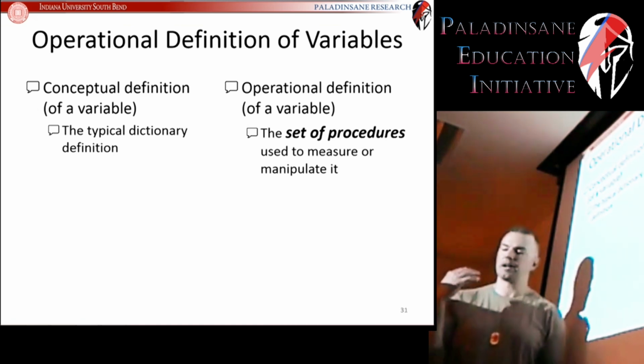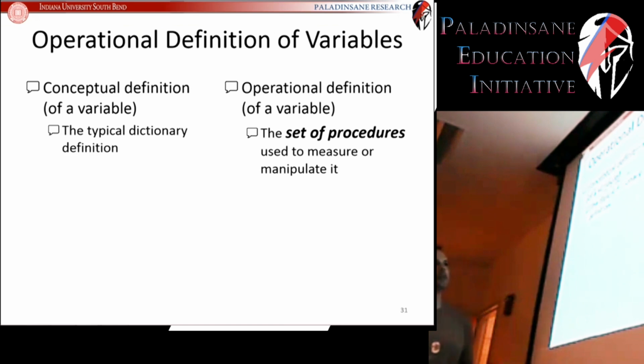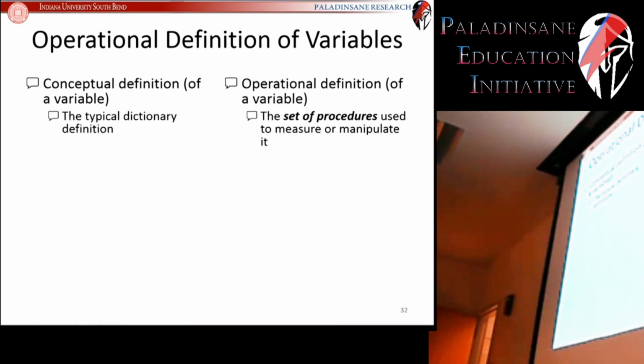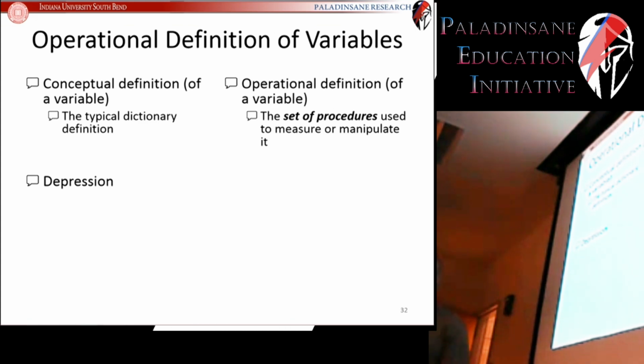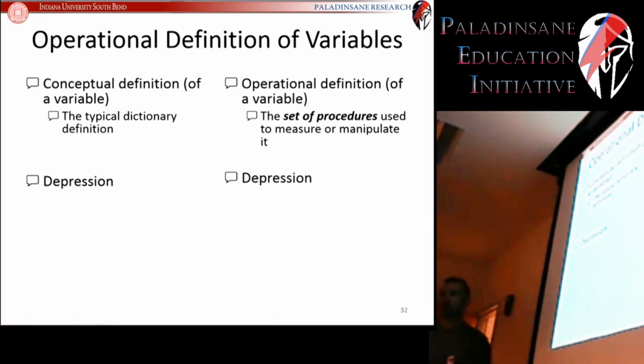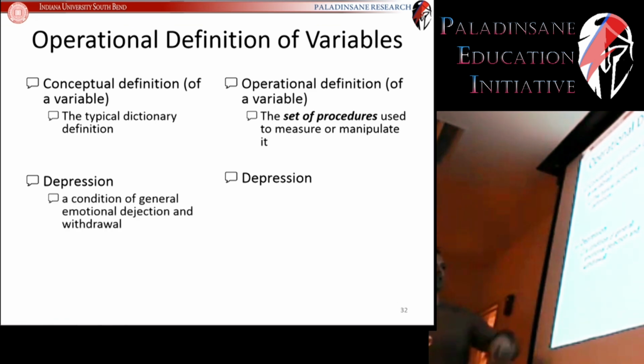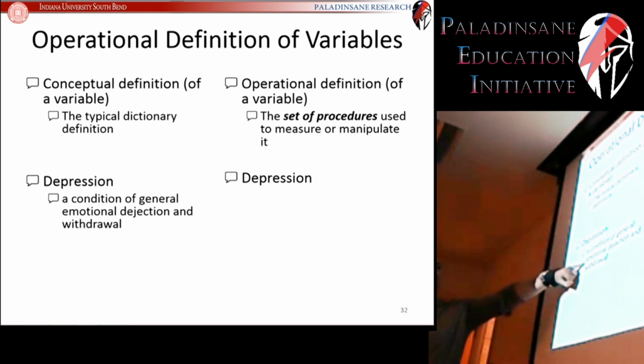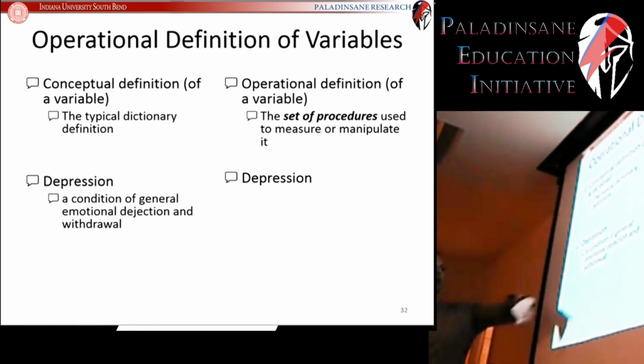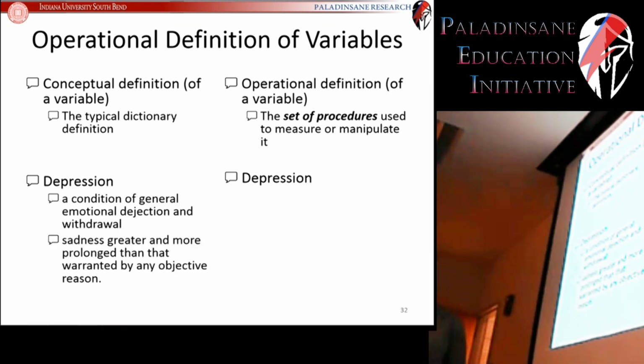You have to very well define the set of procedures that you're using. So, for example, depression. There's a conceptual definition of depression and there's an operational definition of depression. The conceptual definition of depression is a condition of general emotional dejection and withdrawal, sadness greater and more prolonged than that warranted by any objective reason. That's your conceptual definition.